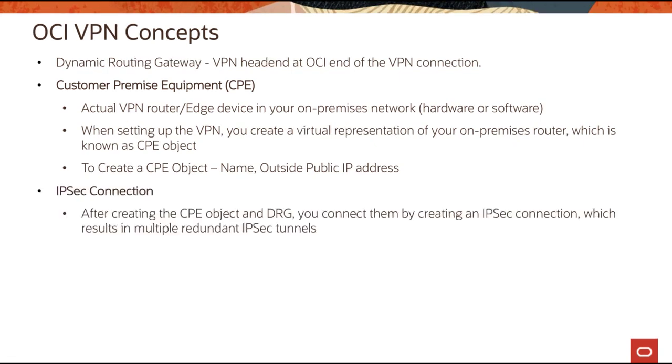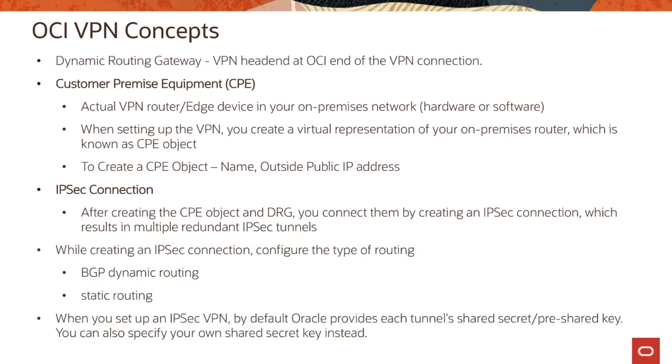Once you have created the CPE object and you have the dynamic routing gateway created and attached in your OCI console, from there onwards, you can go ahead and create an IPsec VPN connection between your dynamic routing gateway and your own actual router, which is the CPE. When you create an IPsec connection, we create multiple redundant IPsec tunnels, which are logically and physically isolated. Each tunnel has information which is required when you configure your on-premises router, so it has an IP address and secret key information.